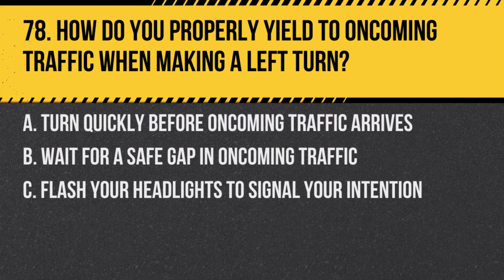Question 78. How do you properly yield to oncoming traffic when making a left turn? A. Turn quickly before oncoming traffic arrives. B. Wait for a safe gap in oncoming traffic. C. Flash your headlights to signal your intention.